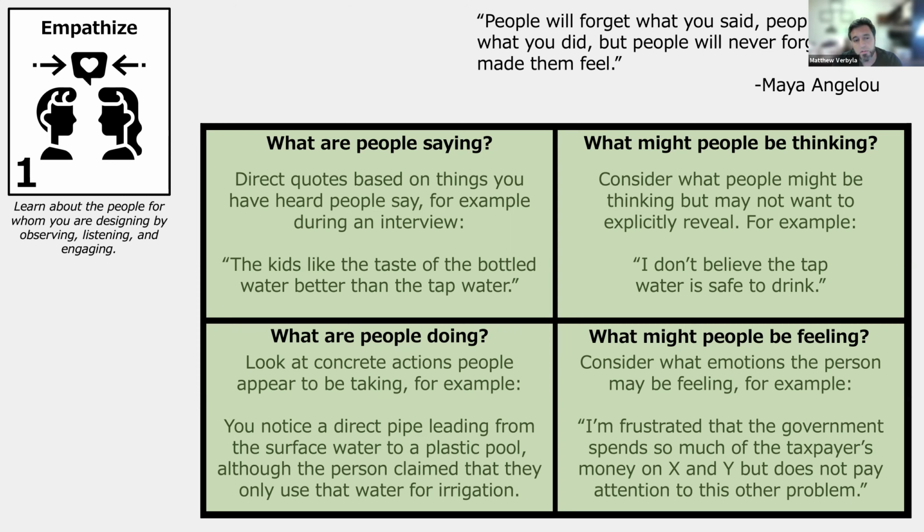Pay attention to what people are doing. Look at concrete actions that people appear to be taking. For example, if you're doing a community assessment and you notice that there's a direct pipe leading from some surface water over to a pool, even though a person might be saying that they only use water for irrigation, you might be observing something that implies that they might also be using the water for recreation.